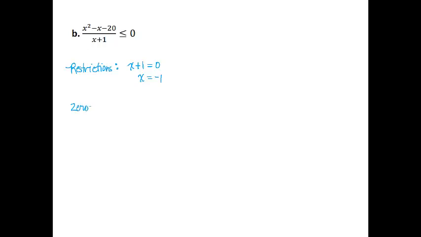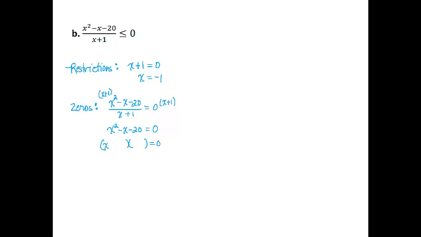The zeros are obtained from solving the associated equation, that is x squared minus x minus 20 divided by x plus 1 equals 0. If I multiply each side by the LCD of x plus 1, that leaves me with x squared minus x minus 20 equals 0. We can solve for those solutions by factoring.